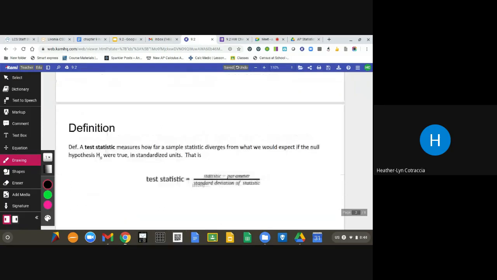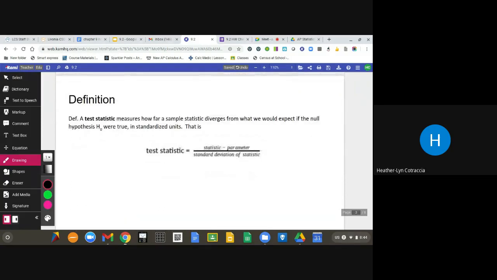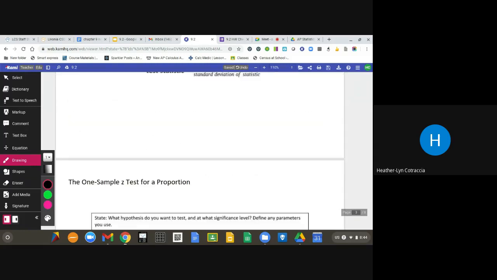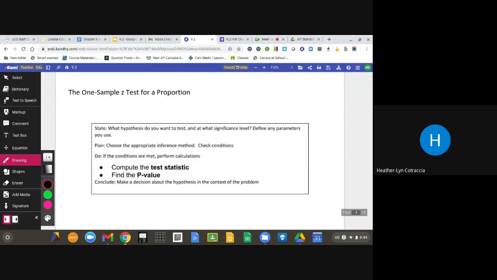We will be finding a test statistic using this formula right here. This is pretty generic, so this is going to be for both a mean or a proportion. If you want the more specific one, I think it's later on. We will be doing a one sample z-test. That's the name of it.